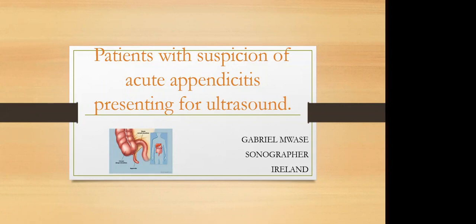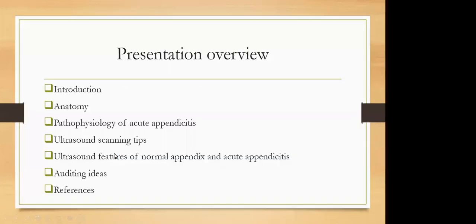So I decided to choose this topic because everyone is aware of how to do ultrasound for appendicitis, but practically, sometimes we don't do it the right way. So that's why I decided to come up with this topic. For the presentation overview, we're going to talk about the introduction, the anatomy and pathophysiology of acute appendicitis, ultrasound scanning tips, and the ultrasound features of the normal appendix as well as acute appendicitis. And then lastly, we're going to look at auditing ideas.